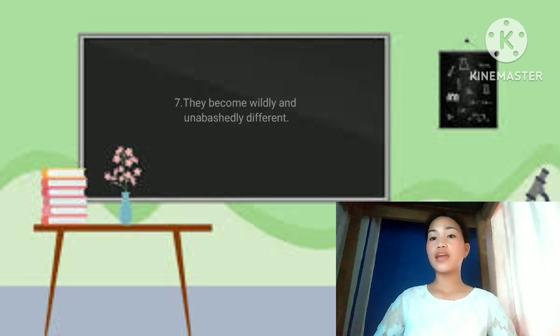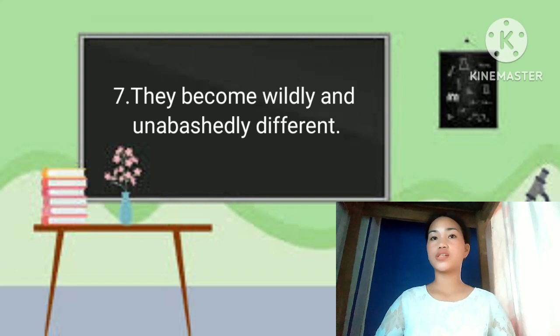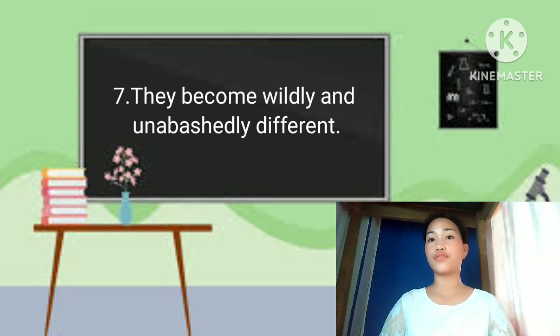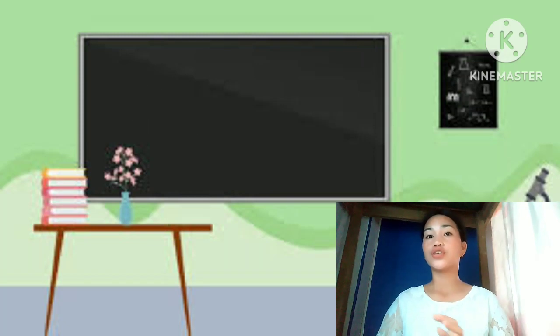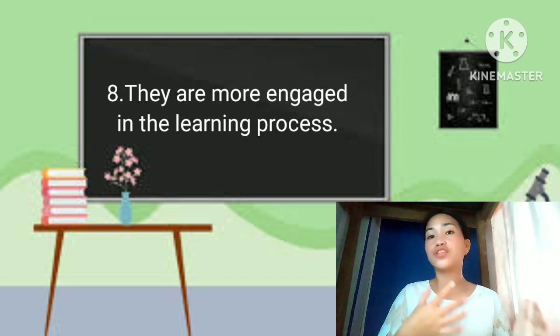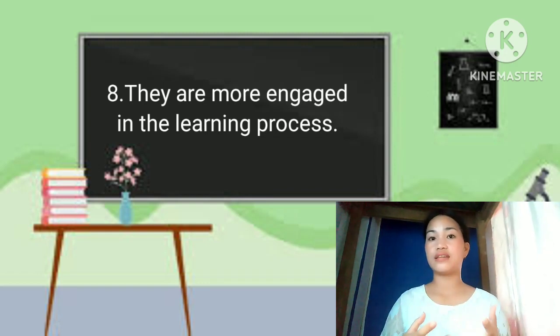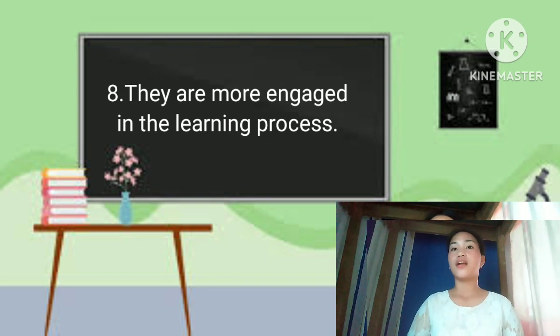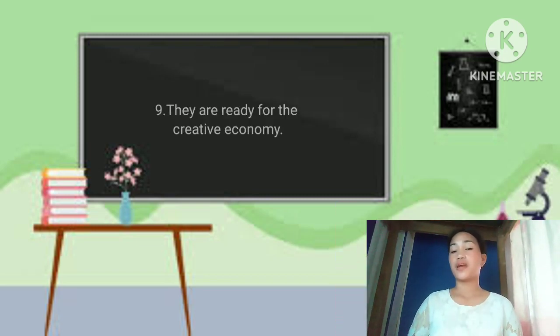Number 7, they become wildly and unabashedly creative. So here it is to give points or other encouragement mechanics to reward students who deviate in some way that improves the quality of their work. Number 8 is they are more engaged in the learning process. So here the students suggest their own checkpoints and are responsible for checking in on what kind of feedback would be useful. And number 9, they are ready for the creative economy.